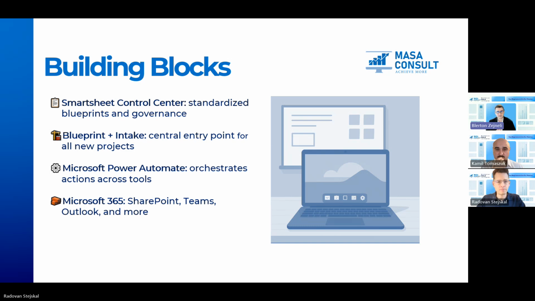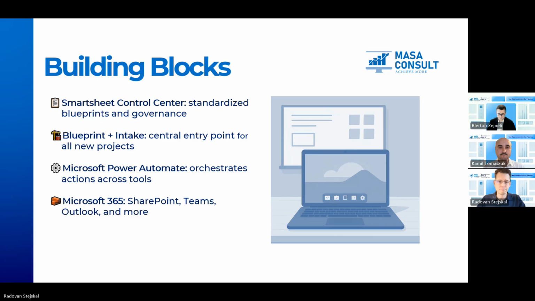Secondly, there is a blueprint intake. This is the central point for new projects. It captures information such as the project name, sponsor, business unit, criticality, and anything else you need for governance. Third, there is Power Automate. It acts as a conductor and listens for events from Smartsheet, for example, when a project is marked as approved, and then automatically runs all the cross-tool actions. And finally, the rest of the Microsoft 365 ecosystem. We have SharePoint for documents, Teams for collaboration, Outlook for calendar invites, and Power Automate connects all of these pieces around your Smartsheet-based PMO.